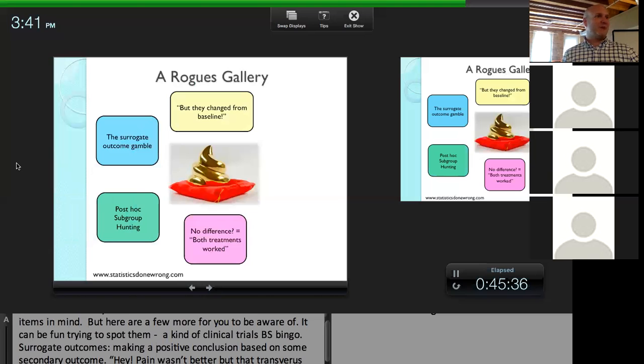Post hoc subgroup hunting, which Melissa kind of touched on. I'm going to let Steve talk about that more than me because he's the subgroup expert. But it's this idea that we don't see a difference between the two groups, so we're going to go hunting for the people who did get better. It's actually really hard to do that because you'll always be able to find people who improved, but it's much harder to show that there were a bunch of people who specifically had a treatment effect.